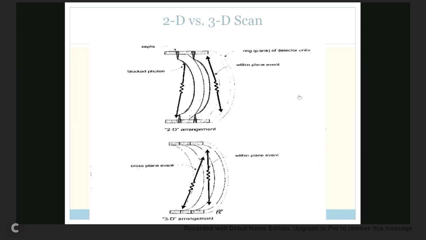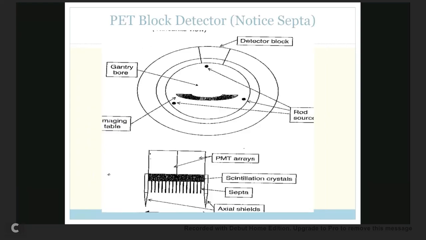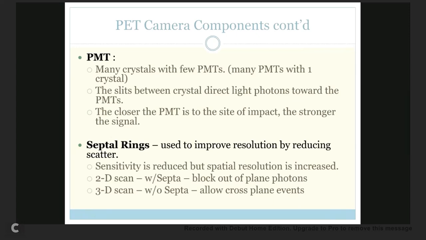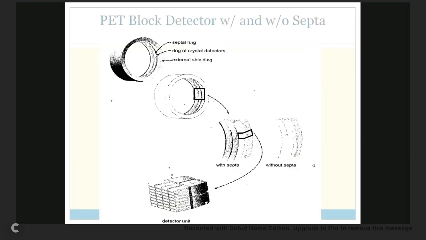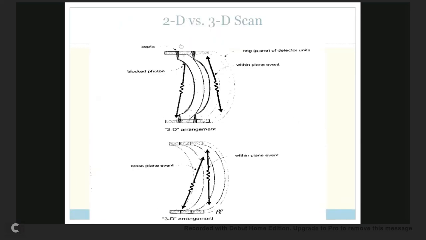Alright, so you have your 2D versus your 3D scans, okay? Your 2D scan has the septum, your 3D scan doesn't have the septum. Right, so 2D scan has septum, and the 3D scan does not have septum.